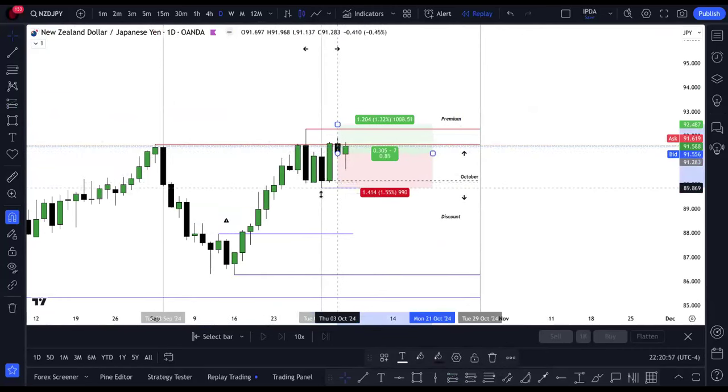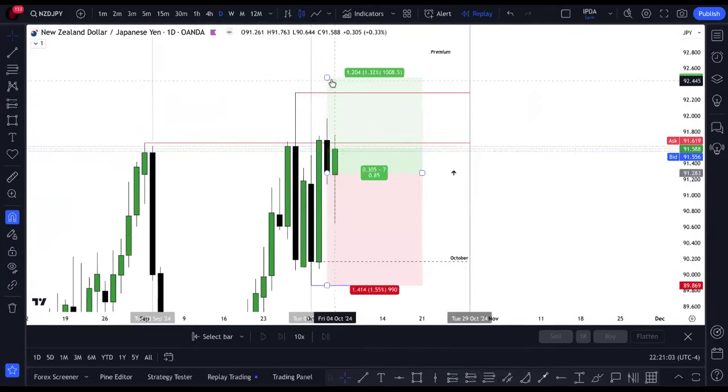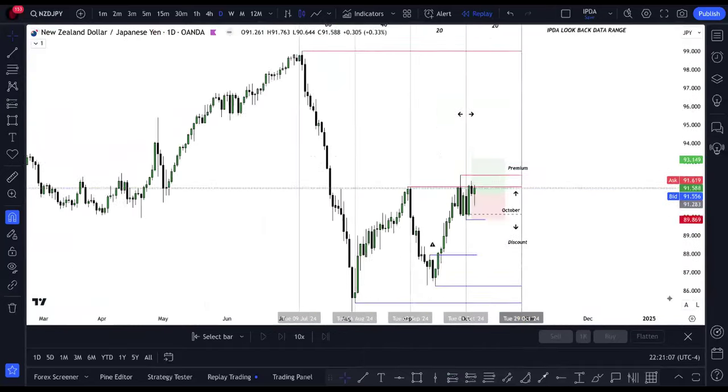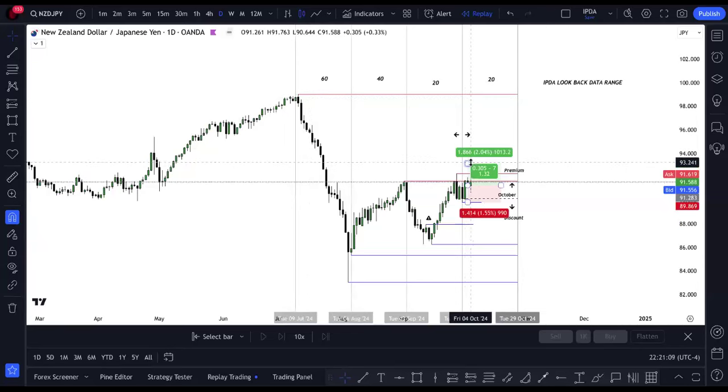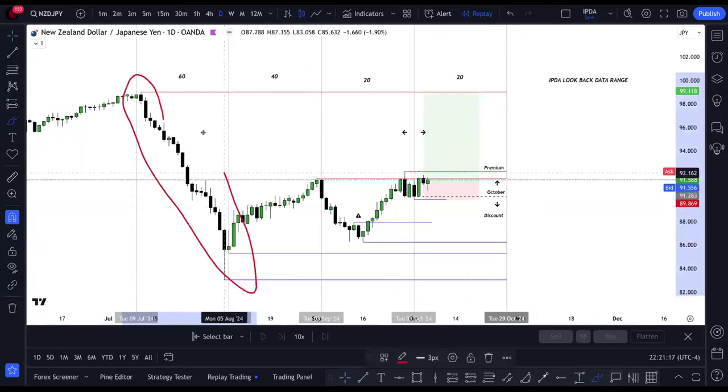I would be looking to have my stop loss below this swing low here, or literally at the swing low, no point, and looking for a one-to-one. Or I'm looking for some type of buy side to the upside, and that could be that 60-day high. It honestly can be. This market can move, man. Look at all this that it has to fill back in.